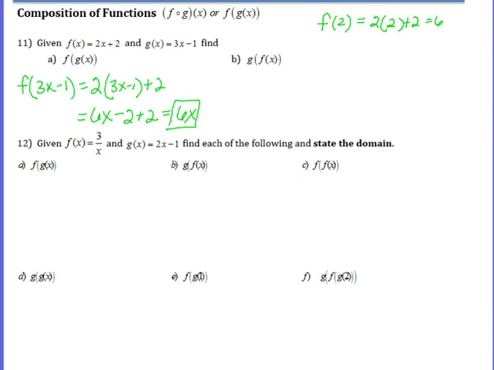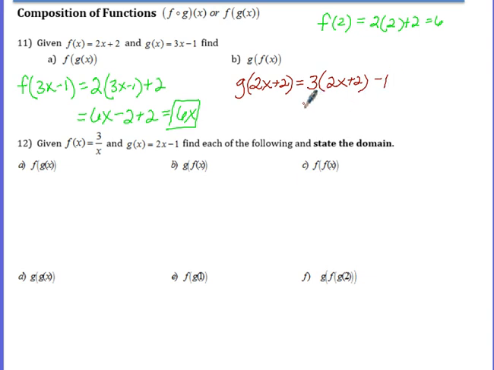Now let's do it in reverse. Let's do g of f of x. Remember to work from the inside out. So restate this as g of, what is the f function? g of 2x plus 2. g of 2x plus 2 means anytime we see a variable in the g function, we input 2x plus 2. So 3, my input goes here, so 3 times this whole function, 2x plus 2. So we've taken care of the 3x part, and now we have a minus 1.